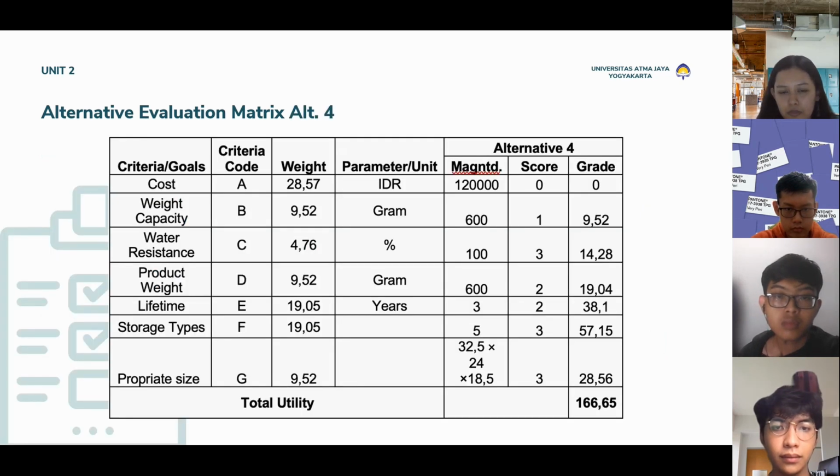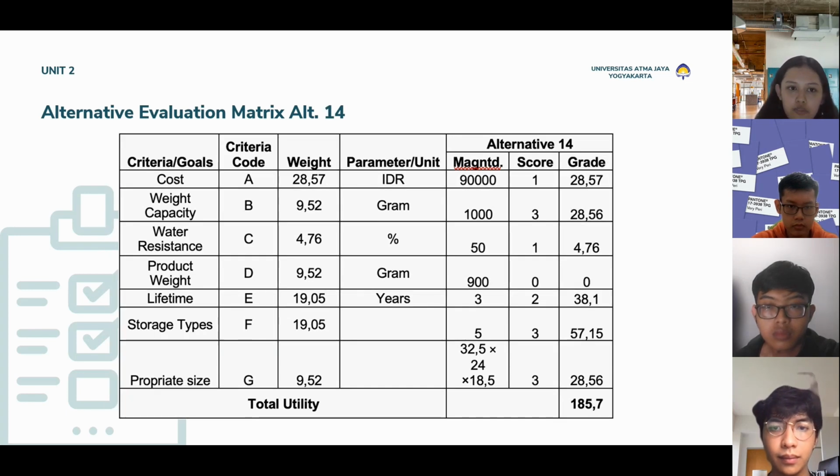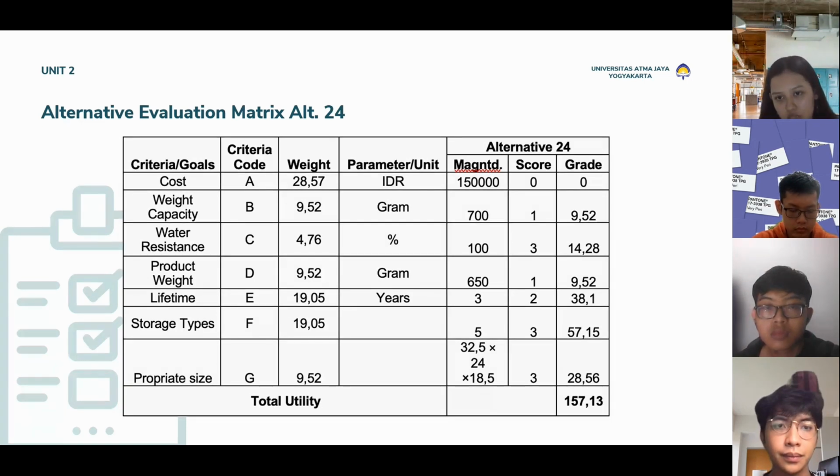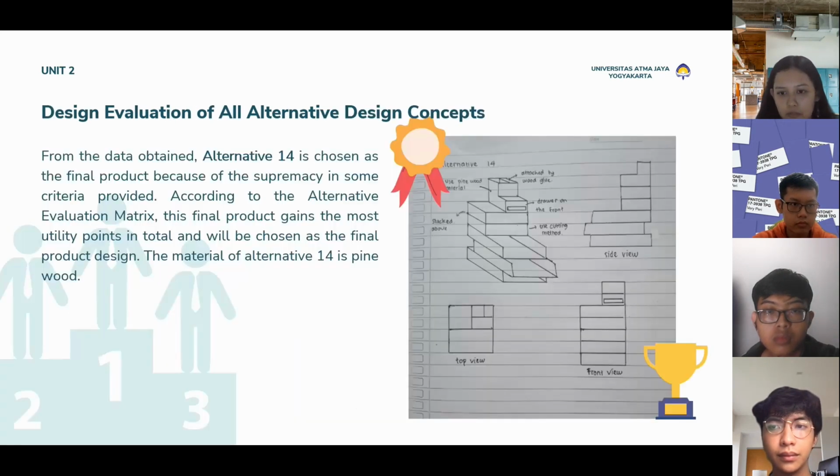The next one, please. This is the alternative evaluation matrix for alternative 4, which uses ABS sheet, and the total utility here is 166.65. Next, for alternative 14, which uses pine wood as the material, the total utility is 185.7. And next, for the alternative evaluation matrix of alternative 24, which uses acrylic as the material, the total utility score is 157.13.